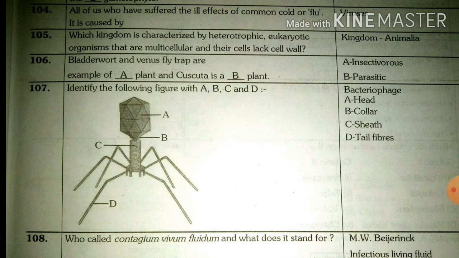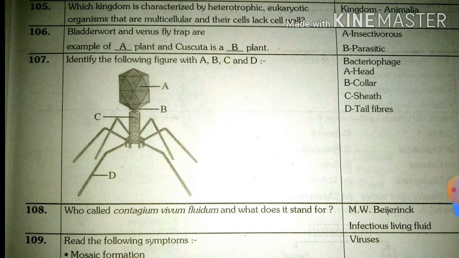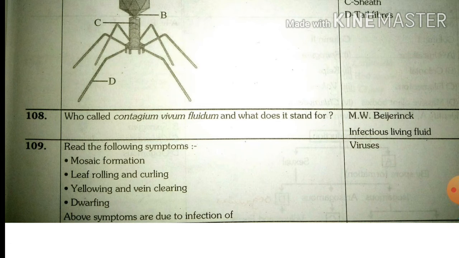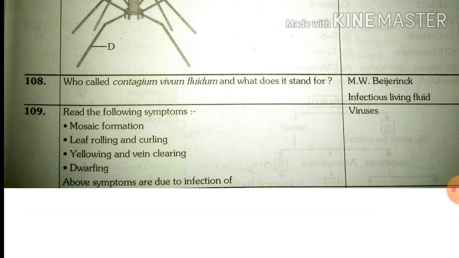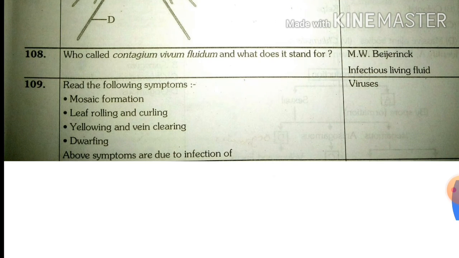This figure is important. Here A is head, B is collar, C is sheath, and D is tail fibers. Who coined Contagium vivum fluidum, and what does it stand for? It is given by M.W. Beijerinck and it means infectious living fluid. Read the following symptoms: mosaic formation, leaf rolling and curling, yellowing and vein clearing, dwarfing. The above symptoms are due to infection of viruses.